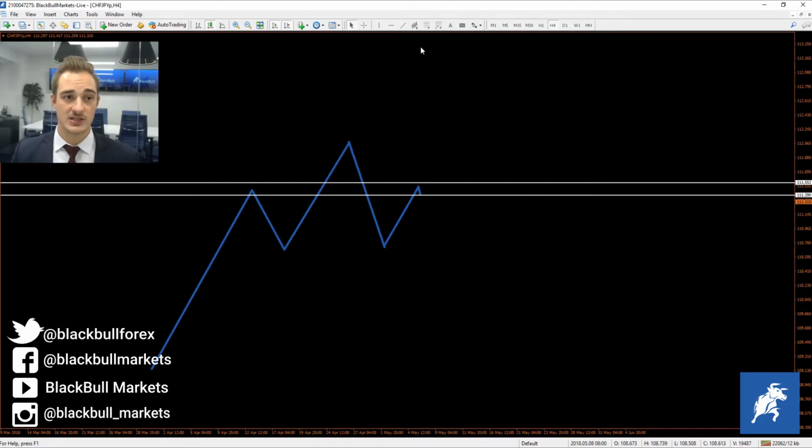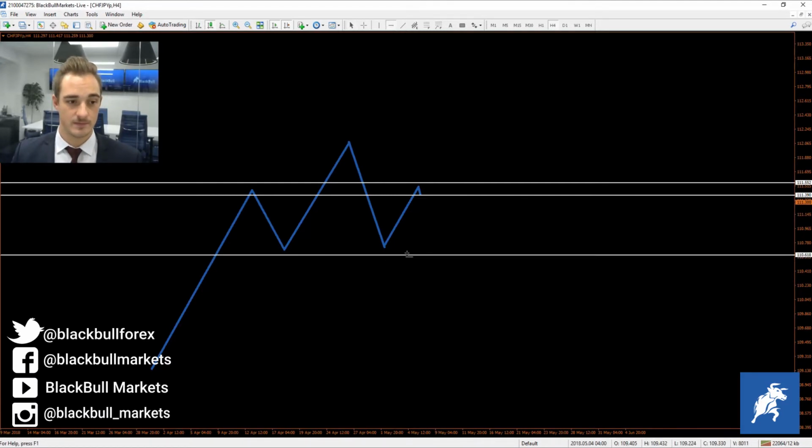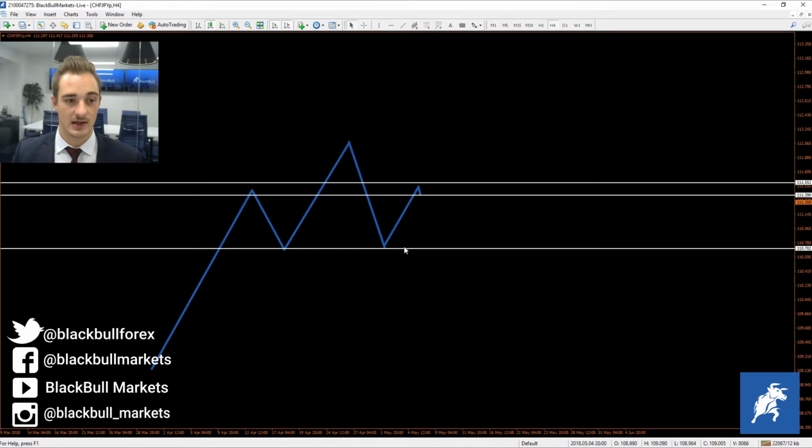I would then put my first take profit over here at this neckline, and then wait for the market to move down. So as soon as it comes in here, I'm in the green, and it'll hit my take profit over here.